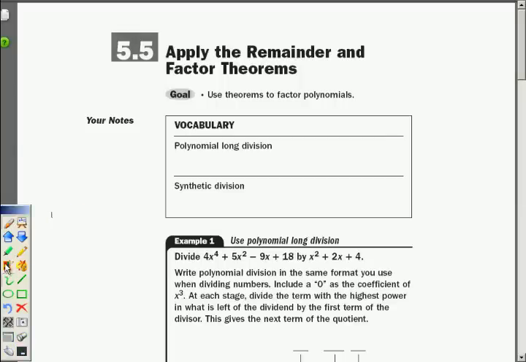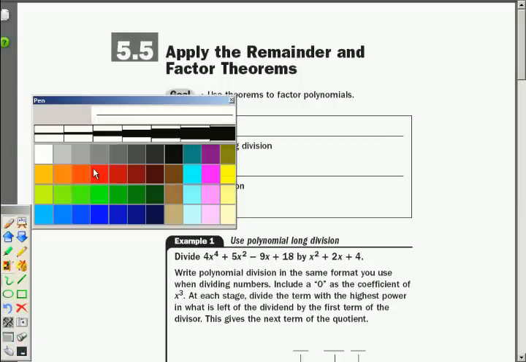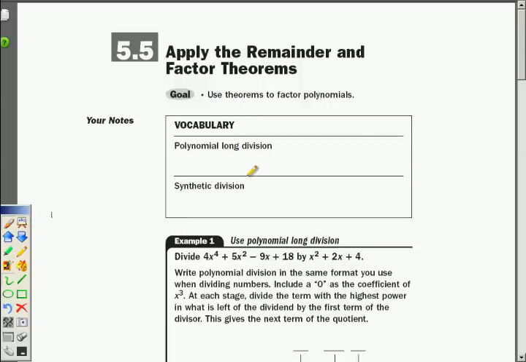Welcome back. Here today we're talking about apply the remainder and factor theorem, which means nothing to most people. But what we're really talking about is polynomial long division. Now I know the terminology long division brings back many fond memories of middle school. And so I probably should start there with long division from middle school.